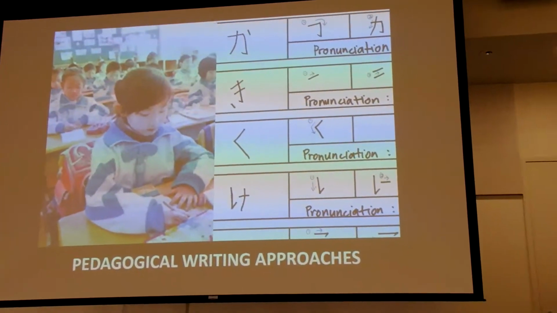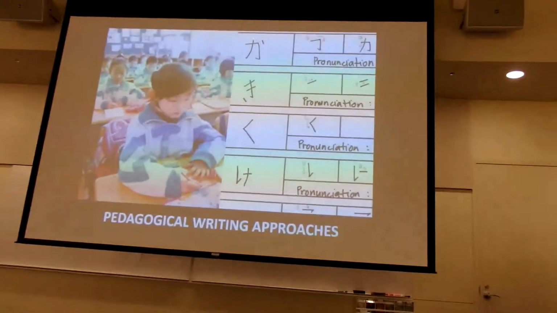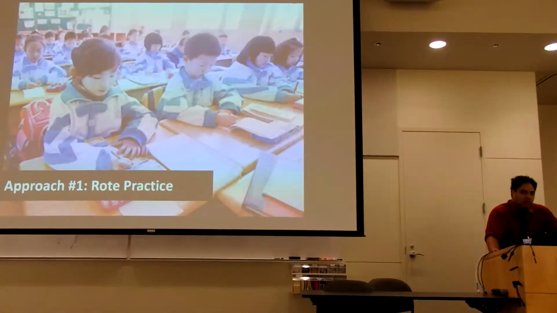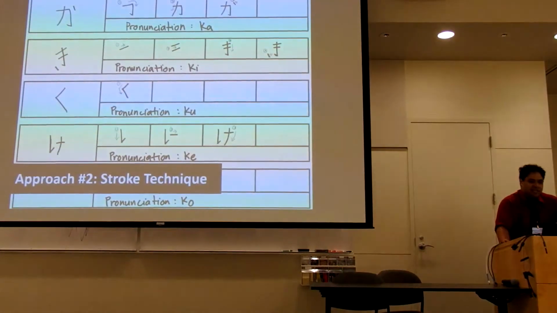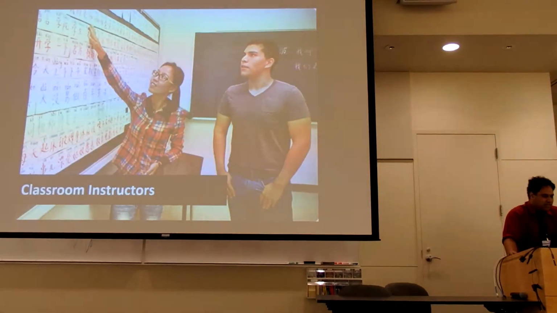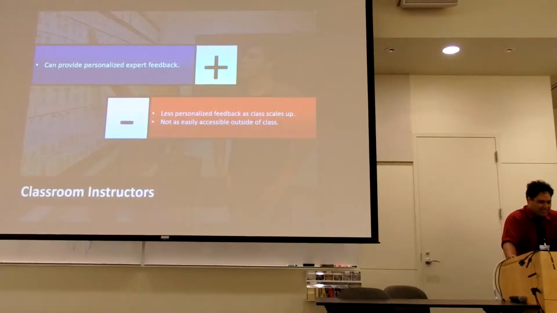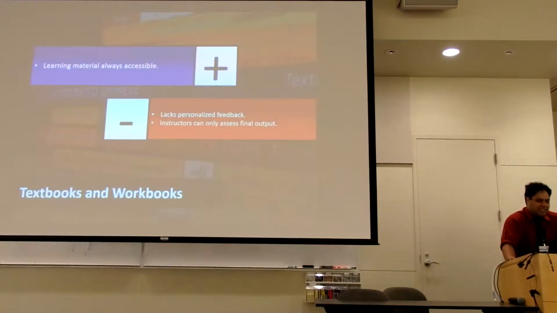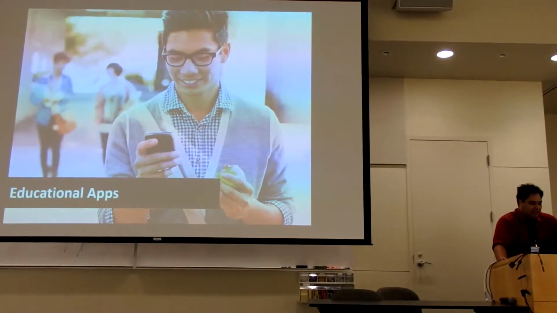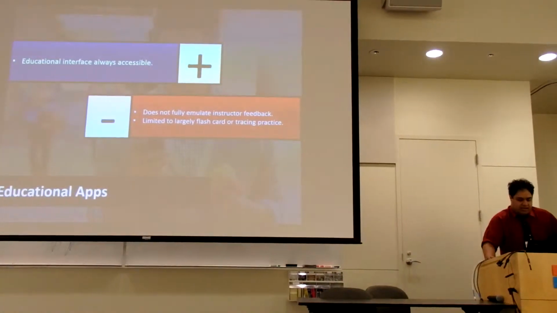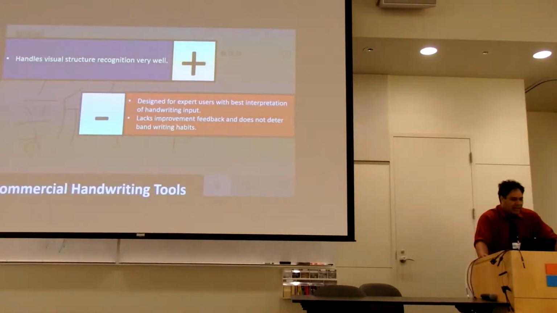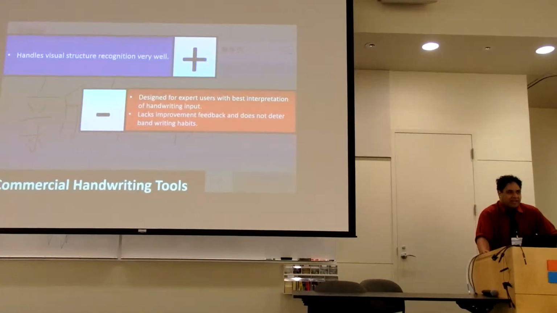There are pedagogical writing approaches for students to better understand how to memorize and master the phonetic script. Some of the approaches include rote practice, where you write over and over again, and also stroke order techniques. For current resources, classroom instructors give personal feedback, but it doesn't scale up too well. Textbooks and workbooks are very accessible, but their output is very hard to get feedback on. Educational apps are also accessible, but unfortunately have limited feedback. And then commercial handwriting tools are really great at understanding visual writing, but unfortunately cater more towards experts and don't provide feedback on improving the writing.